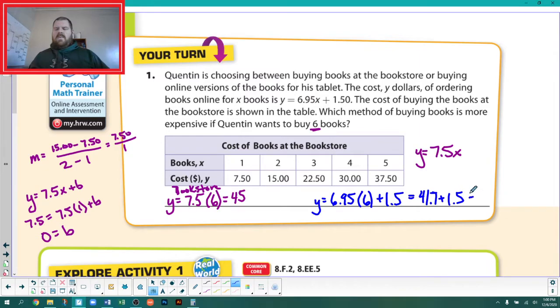And when I add the 1.5, I get $43.20. And this is for the online version. I'm going to say the Kindle version. So which one is cheaper? Oh, they asked for which one is more expensive. So we would say that the bookstore is more expensive.